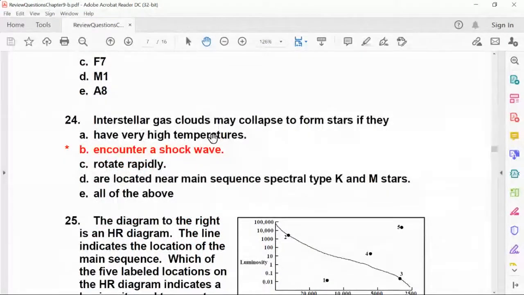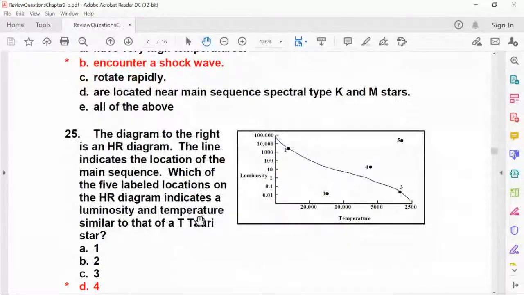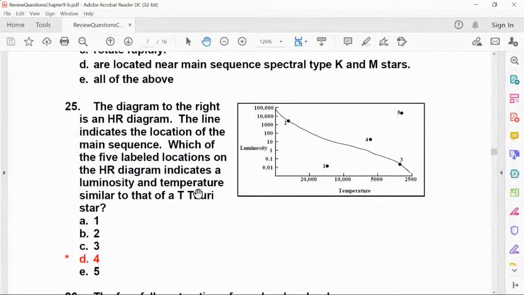Interstellar gas clouds may collapse to form stars if they encounter a shock wave. When they encounter that, they can move, gravity will take over, and of course gravity will bring things in, and once the gravity brings in, that's when you have a chance of forming what? Forming a star.